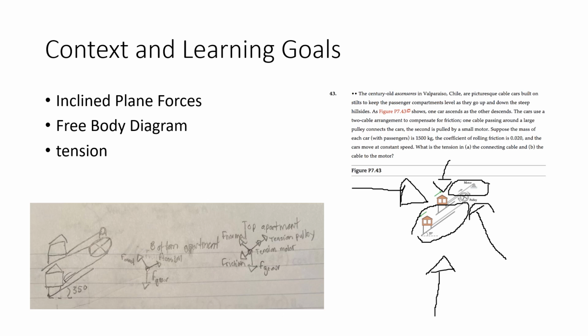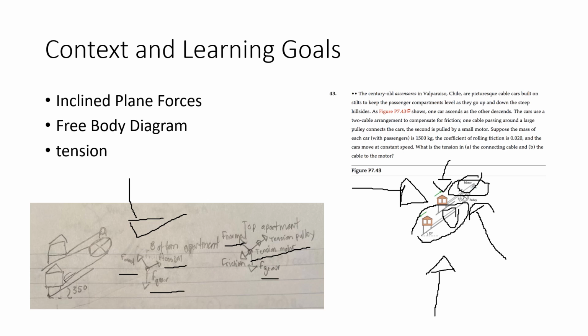So the question is asking, what is the tension in this rope here, and what is the tension in the rope connected to this motor here? So here I drew some free body diagrams of the apartment on the bottom here, where there is a tension force, and there is the gravitational force, and of course the normal force. On the top apartment, there's both the tension from the pulley and the tension from the motor, while there's the force of gravitation and the normal force.